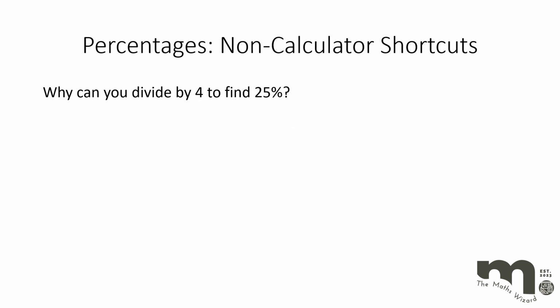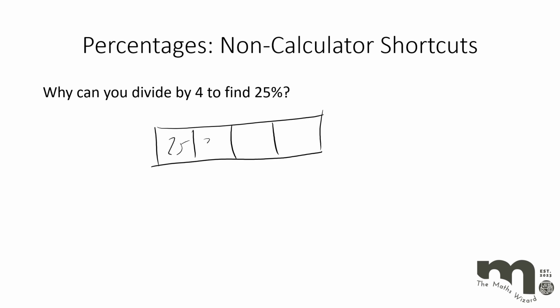Okay, another example here then. Why is it you can divide by 4 to find 25% of a number? Well, if I show you again with this bar, we can see that you've got 25, 25, 25, and 25. That gives you 100% there. And you can see that because 25 goes into 100 4 times, you can divide by 4 to find 25%, and that is also because it's the same as 1/4 as a fraction.